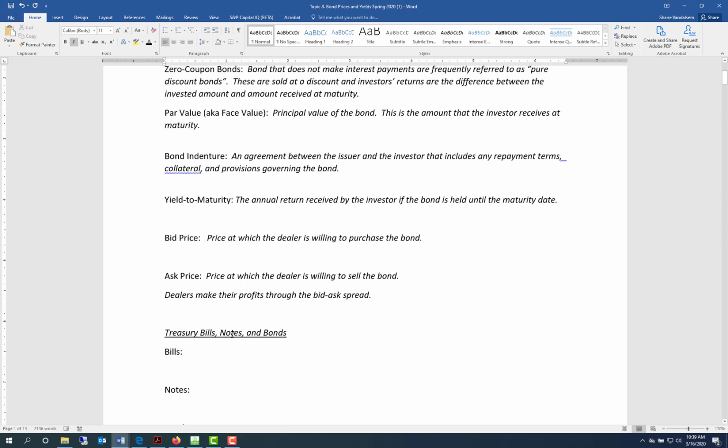So Treasury bills, notes, and bonds. These refer to U.S. Treasury bills, notes, and bonds, and these are all issued by the U.S. government. They're considered to be free of default risk. So I'll just put that up here.